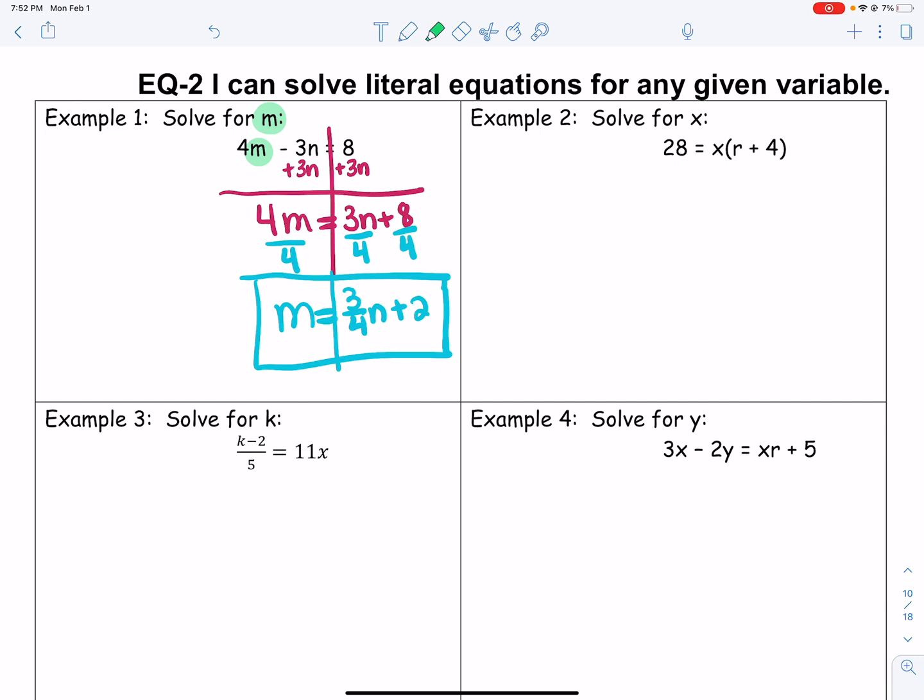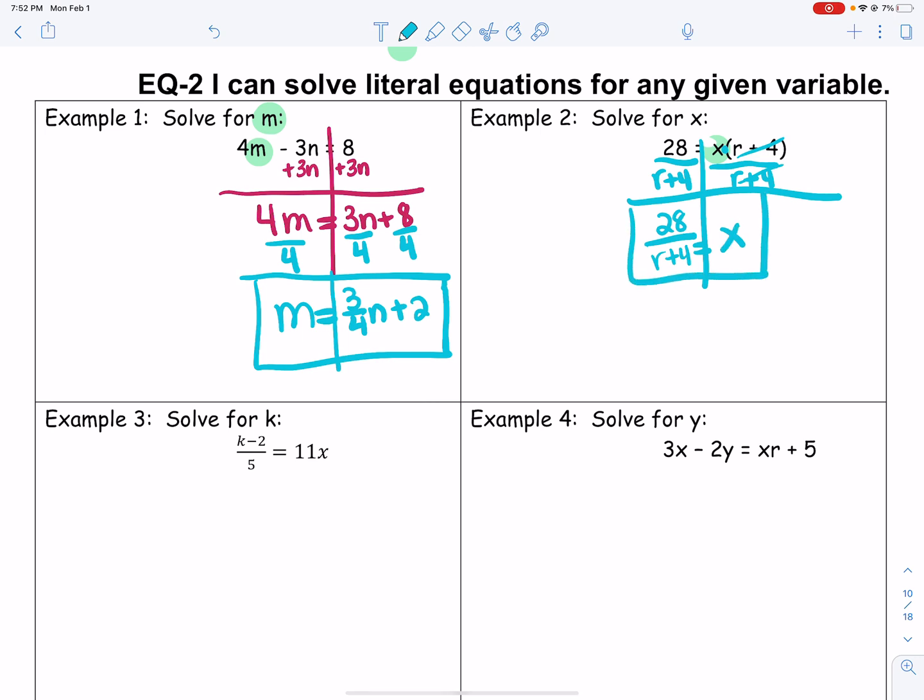Okay, on the next one, I'm solving for x. My x is out in front there, and so I'm multiplying that x. The opposite operation of multiplication is dividing. So that means I have 28 divided by r plus 4, and those would cancel, and that would equal x. So that's my answer. x equals 28 over r plus 4.